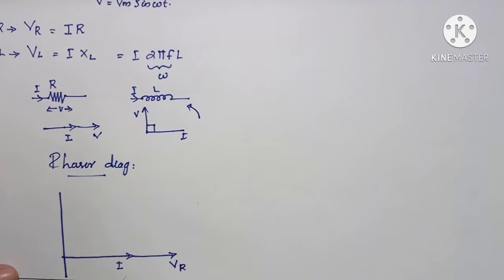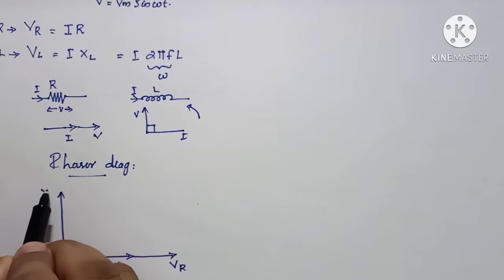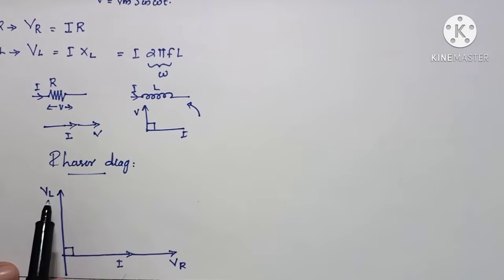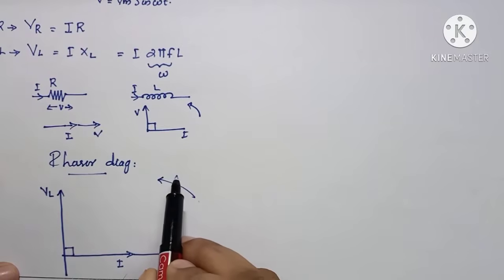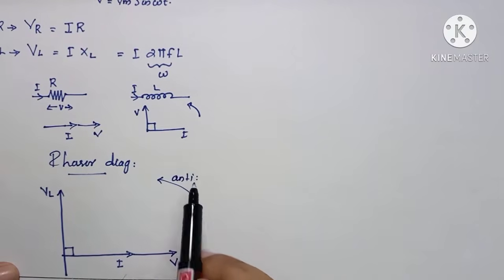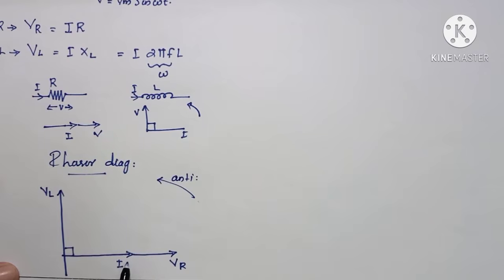And in this pure inductor, what will be the voltage? Voltage leads the current by an angle of 90 degrees. So this can be VL, if we are going in this anti-clockwise direction. Due to the flow of this current in a pure inductor, the voltage leads the current by an angle of 90 degrees.